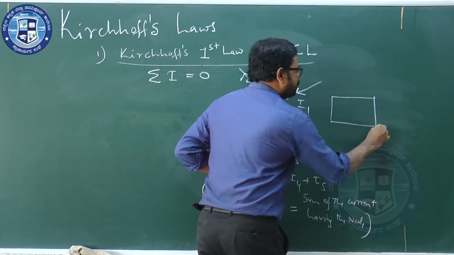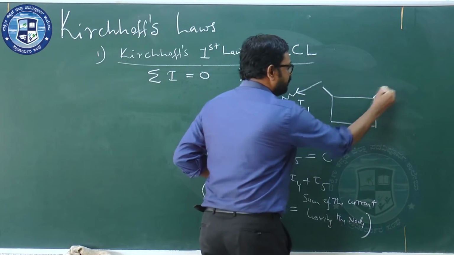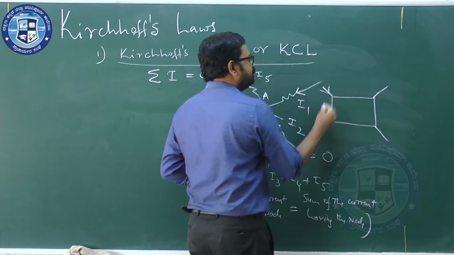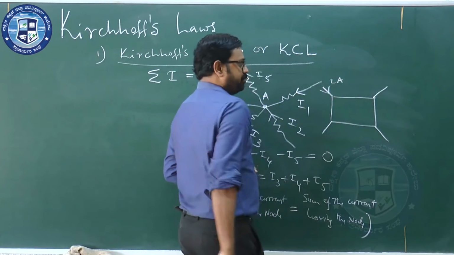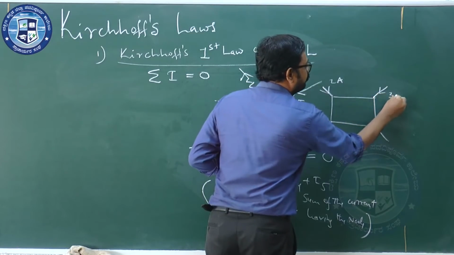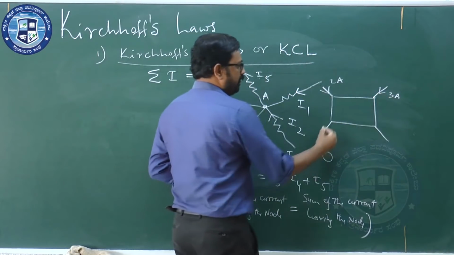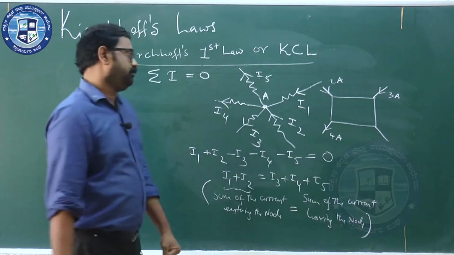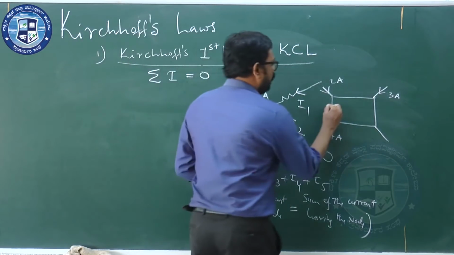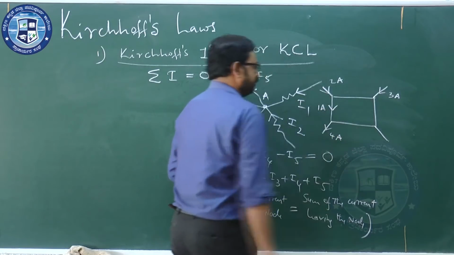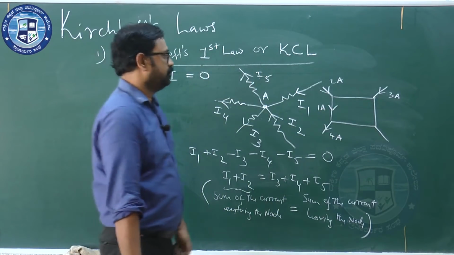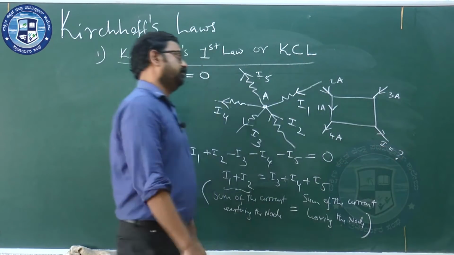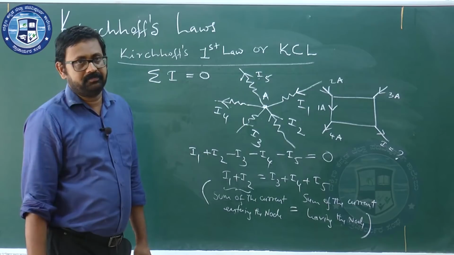You don't bother about the entire circuit, you just look at the circuit which will be given to you. If I say that here there is a current of 2 ampere entering, here there is a current of 3 ampere entering, and here there is a current of 4 ampere leaving. And here they said current of 1 ampere is there. What is the current here? What is the current there?